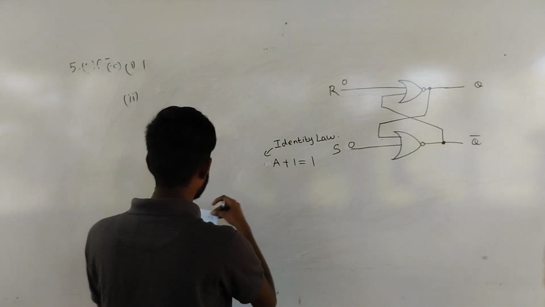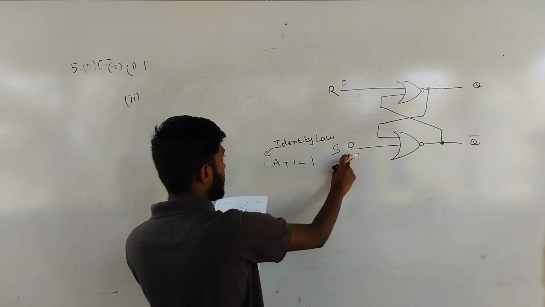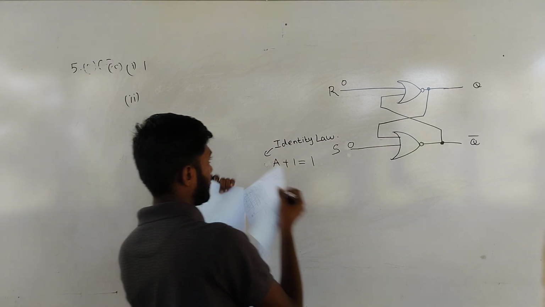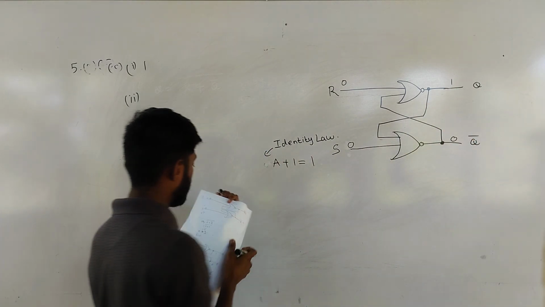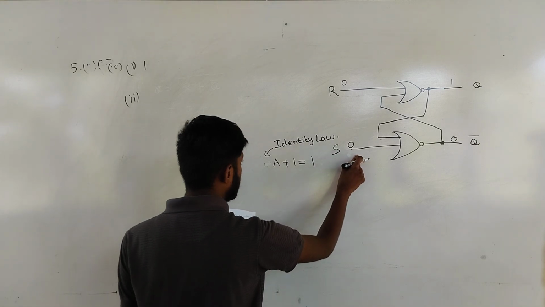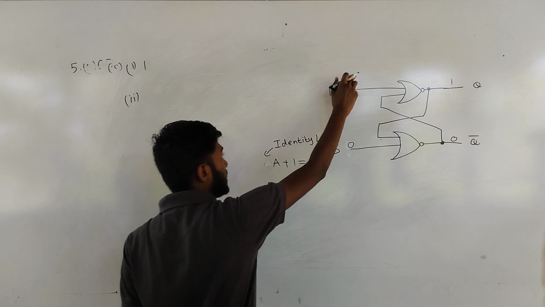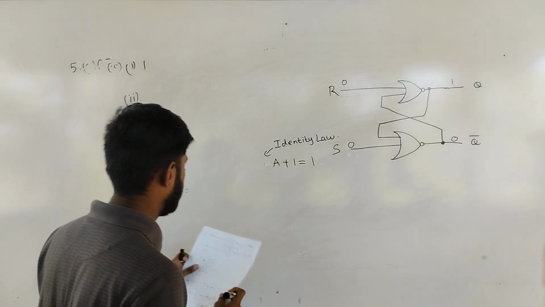So here we need to find Q and S is 0. Previously we know for Q we got 1 and Q bar we got 0. Right? Remember that. Okay. So now they are saying for S they have changed to 0. R has no changes, so it will be 0 as before. No changes made to that.